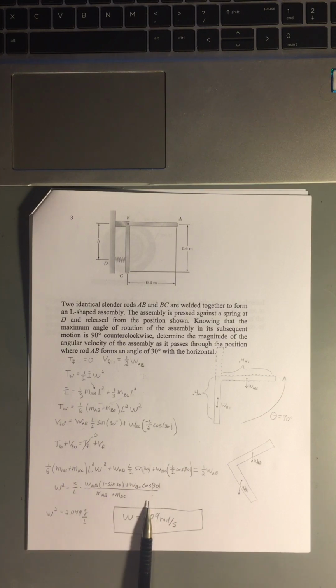And then we can plug in what we know from the problem and cancel out some things. That gives us this equation here. And then from there, we can plug in g/L and then take the square root to get that our final omega is 7.09 radians per second. And so that is the final answer for question number 3.